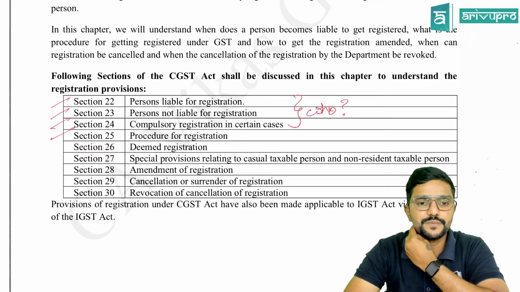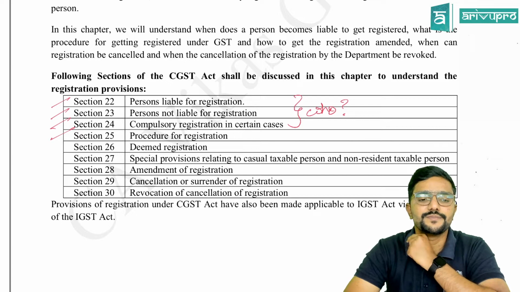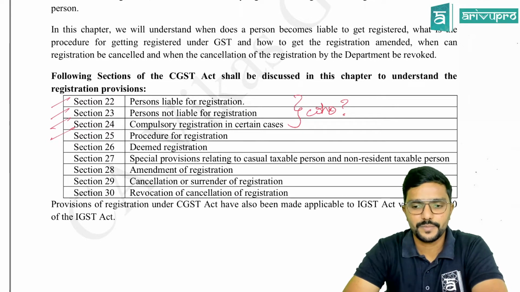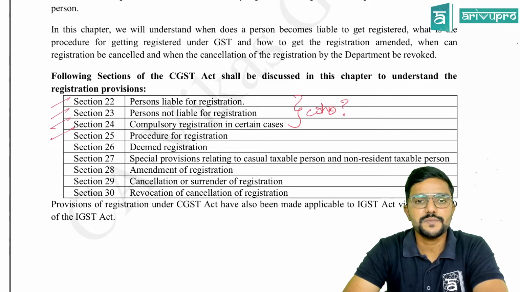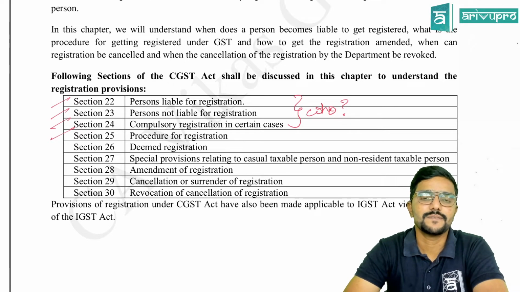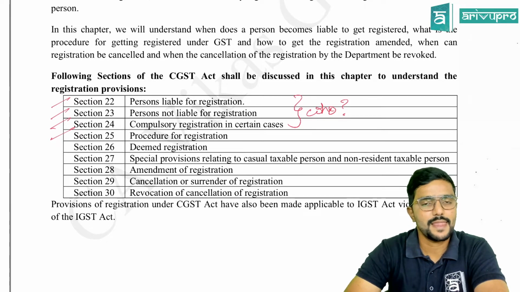Next is 24. Under contents you write compulsory registration in certain cases. Also write 25 in the section number column, and in content, procedure for registration.